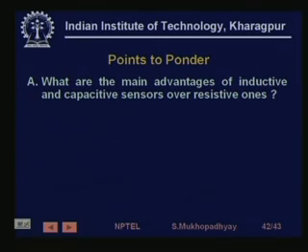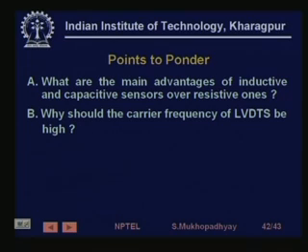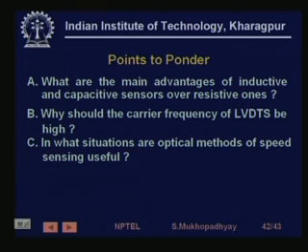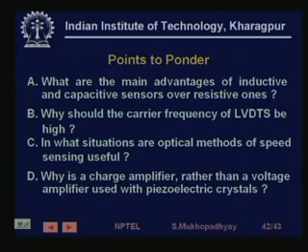Coming to points to ponder, what are the main advantages of inductive and capacitive sensors over resistive ones? You can understand that it is very clear. Why should the carrier frequency of LVDTs be high? You can again try to figure out what happens if the carrier frequency is low. In what situations are optical methods of speed sensing useful? This is also an interesting question. And finally, why must you use a charge amplifier rather than a voltage amplifier with a piezoelectric crystal? You can try to look for these answers, and then I think you will learn slightly deeper.